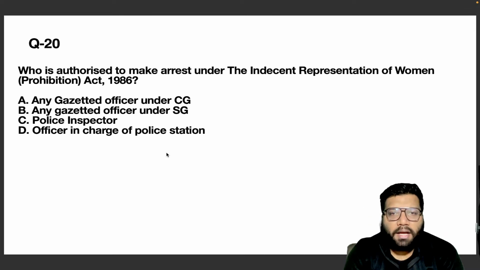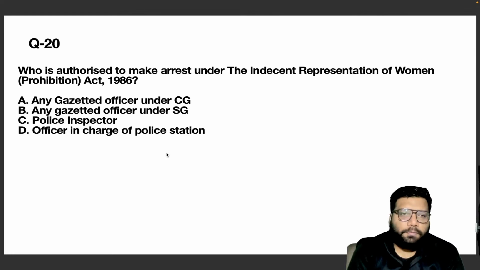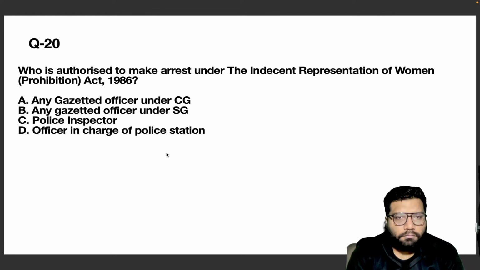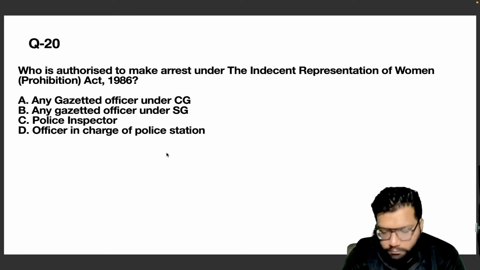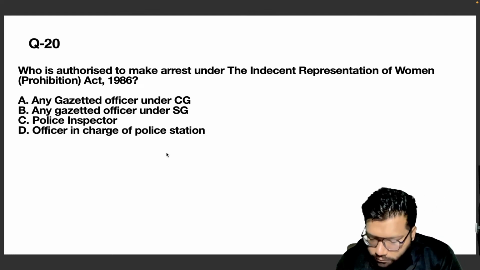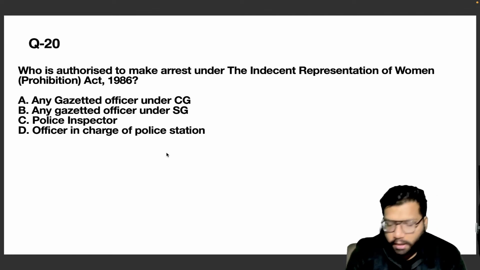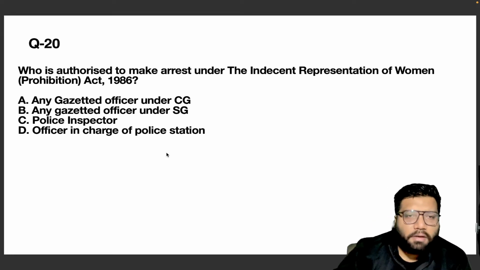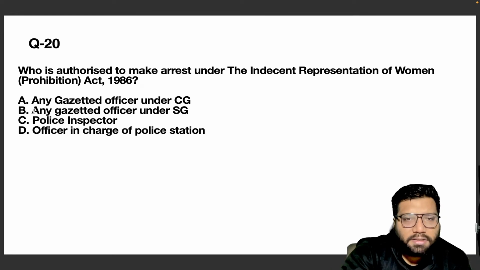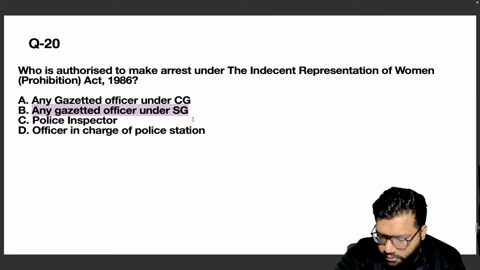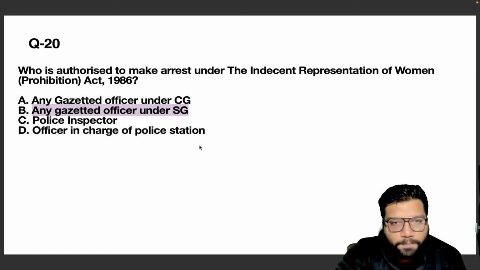Who is authorized to make arrest under the Indecent Representation of Women Act 1986? Aprajita, Vandana, Pratyush. Sorry, no. Aprajita and Vandana only. Correct answer. Pratyush Kumar, please correct yourself. The correct answer is B, that is any gazetted officer under state government. Deepa, correct answer. B is the correct one.